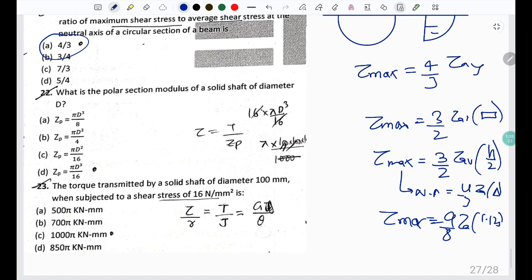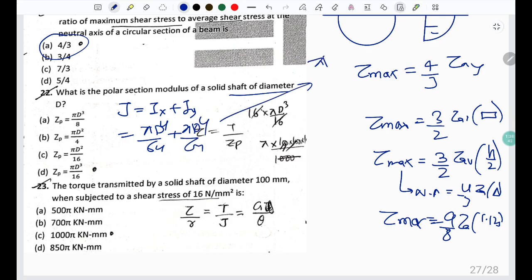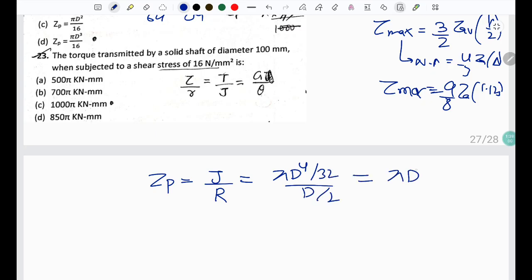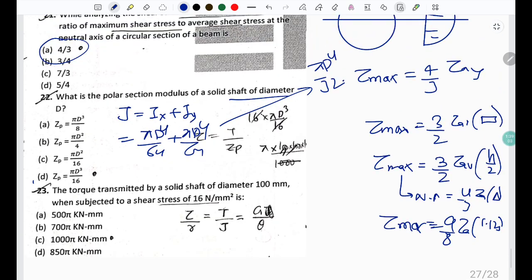Polar section modulus of the solid shaft. We know that polar moment of inertia J is given by Ix plus Iy. So for a solid shaft we have pi d4 by 64 plus pi d4 by 64. This comes out to be pi d4 by 32. And now the polar section modulus is given by Zp as J by R, that is pi d4 by 32 by d by 2. This comes out to be pi d cube by 16. Hence D option is correct.